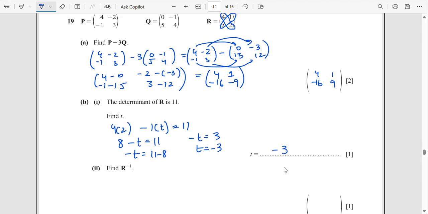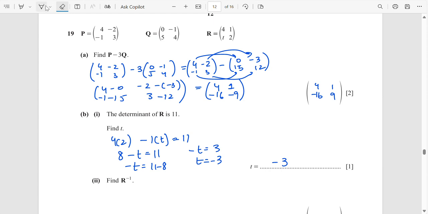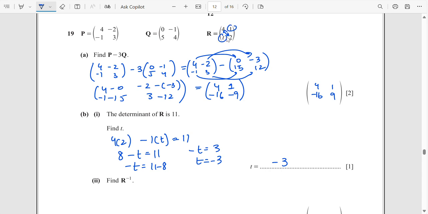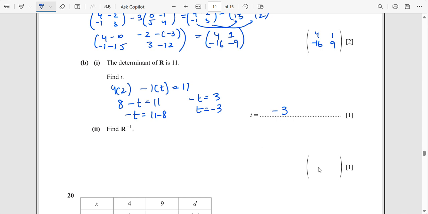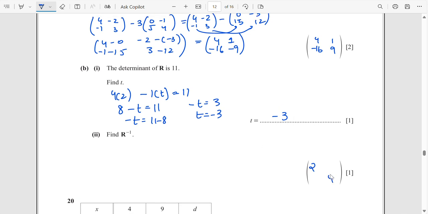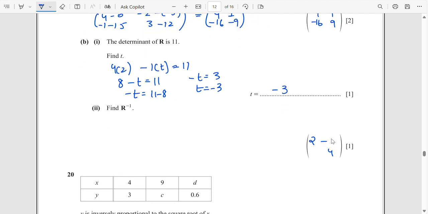Find R inverse. Now to find R inverse, what we need to do is change the position of these two and put a negative sign with these two. And it will be overall divided by the determinant. So 2, 4, their position is changed, and 1 will become minus 1 and minus 3 will become 3. And it will be divided by 11.